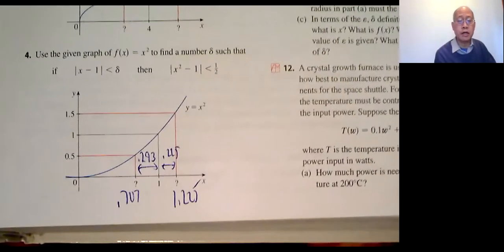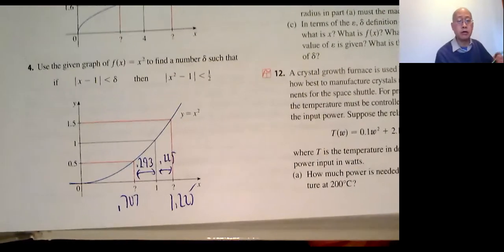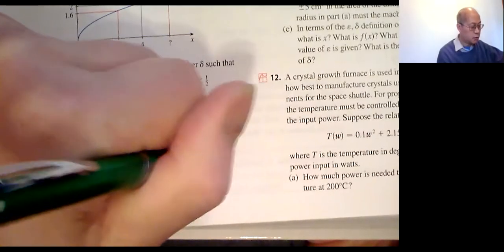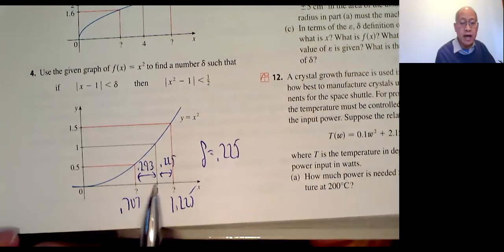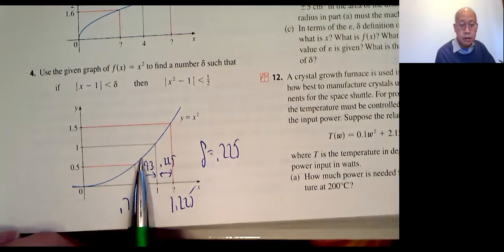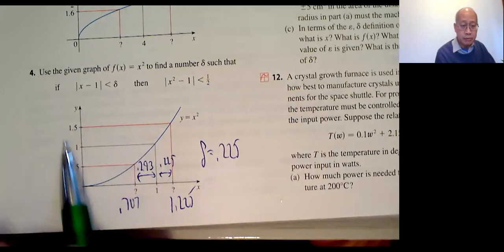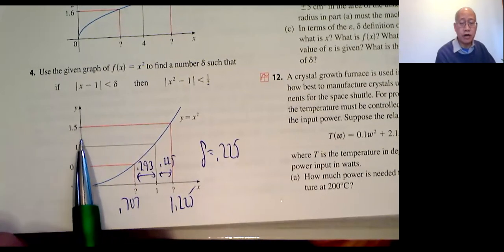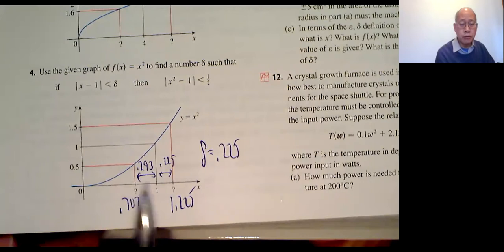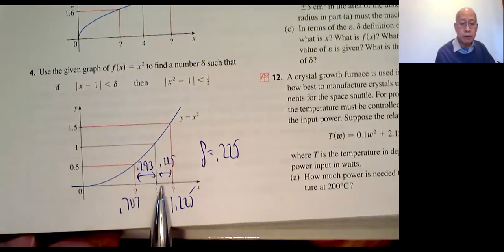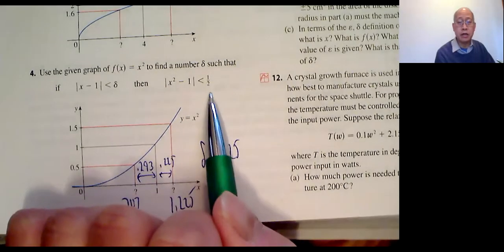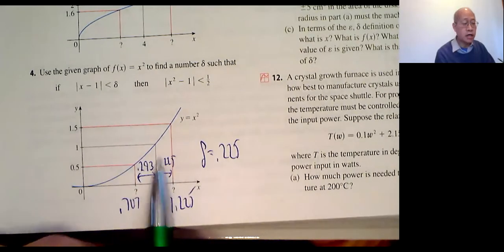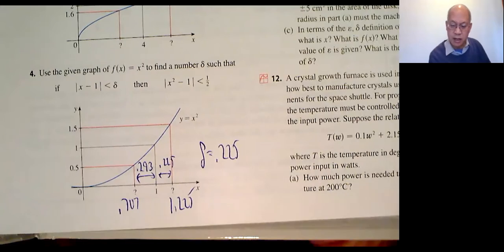Based on what we said for number 2, which number should I use for my delta? The smaller number. So delta is 0.225. Because if I go 0.225 this way and this way, all the function values are going to be in this band, between 0.5 and 1.5. If I chose the larger number, 0.293, that would be okay this way, but 0.293 would take me outside here, so I'd be further away than my epsilon of half a unit. In a nutshell, you take the smaller number in situations like this.